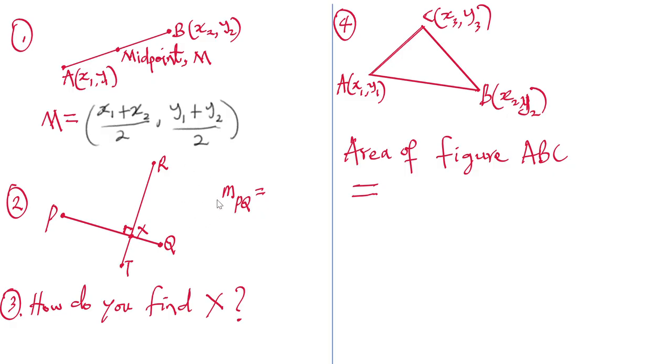The next one says we should find the gradient of line PQ. Since line PQ meets the line RT at 90 degrees, we can write gradient of PQ equals minus 1 divided by gradient of RT.